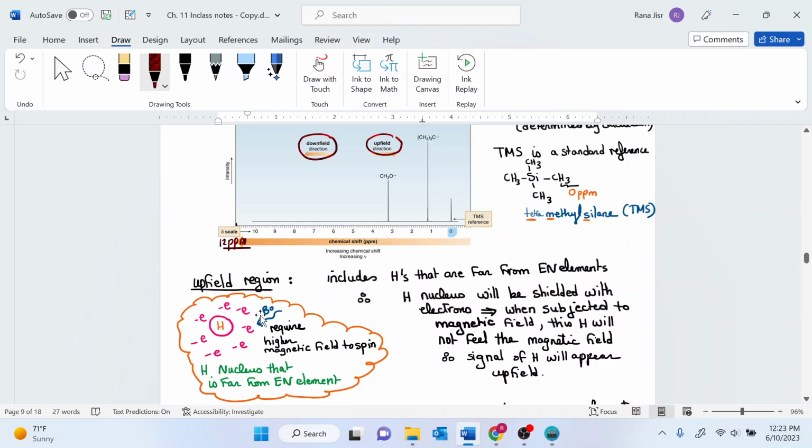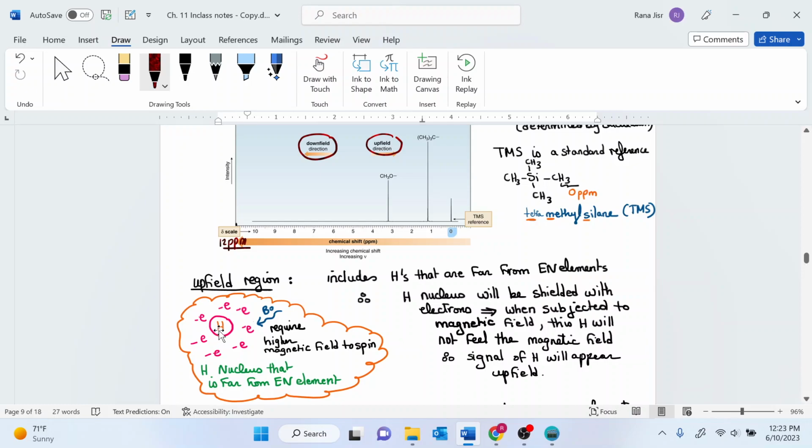Now, of course, when you apply a magnetic field, they are going to spin more. So if you place them in the presence of an external magnetic field now, they're going to go ahead and spin more. So if you look at the nucleus of the hydrogen, the nucleus is going to be made up, of course, of protons and neutrons.